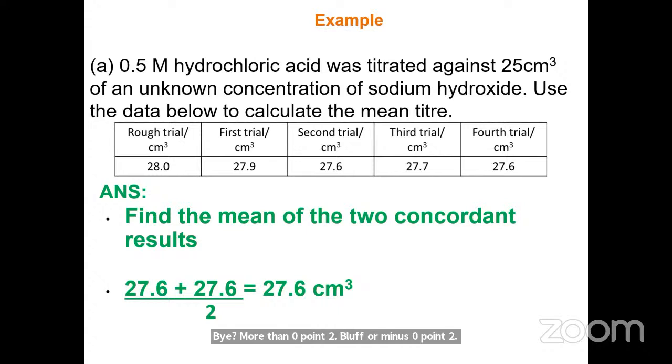So in calculating this, we decide to use the two values that are the same, 27.6 and 27.6 divided by 2, which is still 27.6. We could actually go for the second, third, and fourth. We'll still fall within the same range.